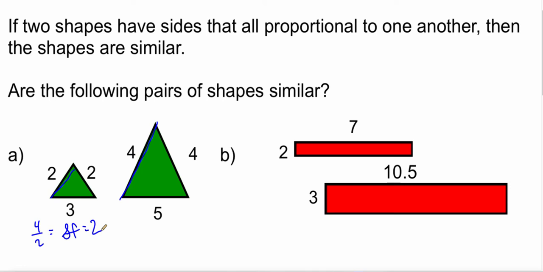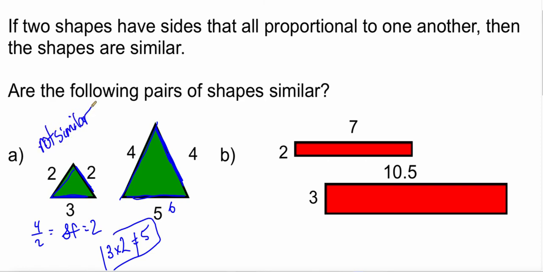That also works for my next side here with this 2 and this 4. We have a scale factor of 2. But if I look at the bottom, if I times this 3 by 2, I am not going to get 5. This should be 6. So proportionality is not maintained throughout this shape because 3 times 2 does not equal 5. So these are not similar.